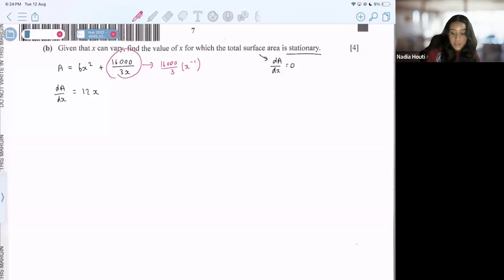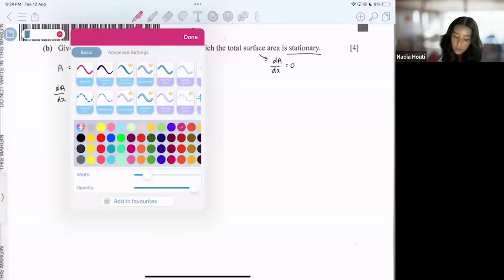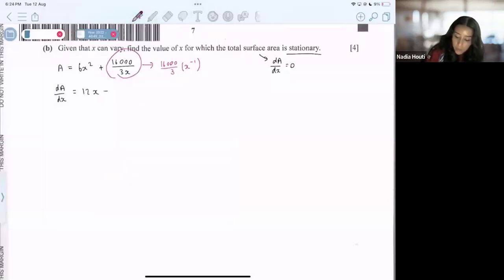So why am I representing it like this? It's to show you that we again bring down the power to differentiate. When we bring down the power, you are bringing down -1, so that's where I'm getting this minus from. Then you just copy over the 16,000 over 3. But the x is now to the power of -2 because you have to reduce the power by 1. And x to the power of -2 is just 1 over x squared. So basically your x squared will be in the denominator. That's how you differentiate it. So when dA dx equals 0, that expression will also be equal to 0.